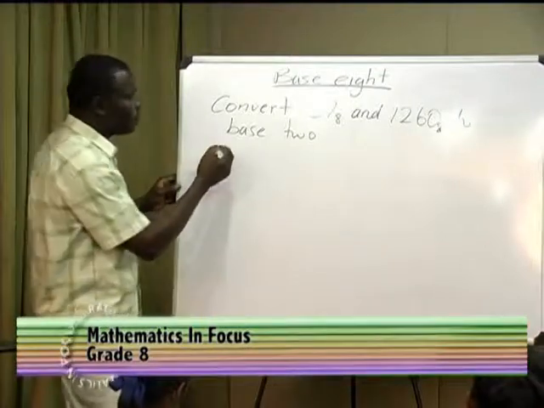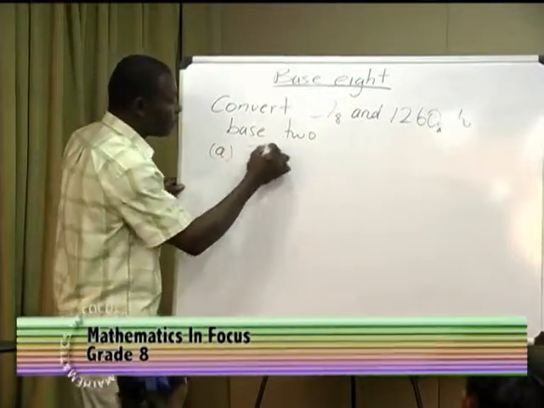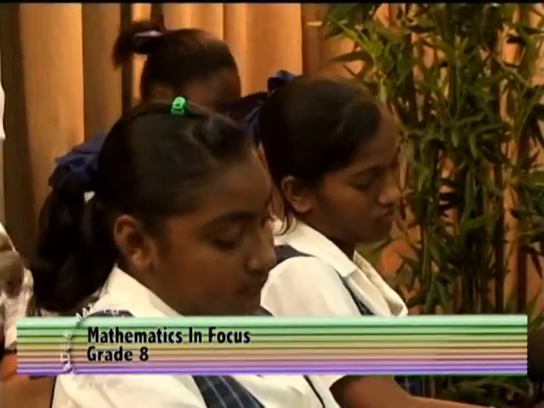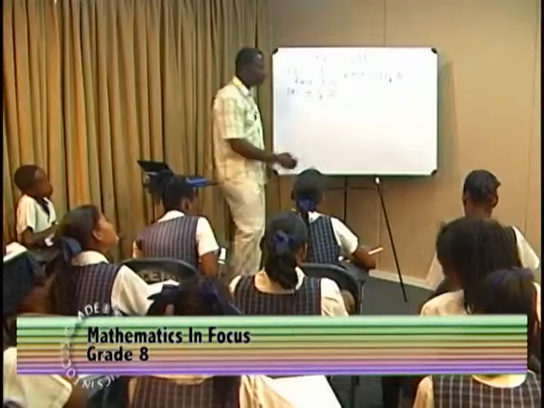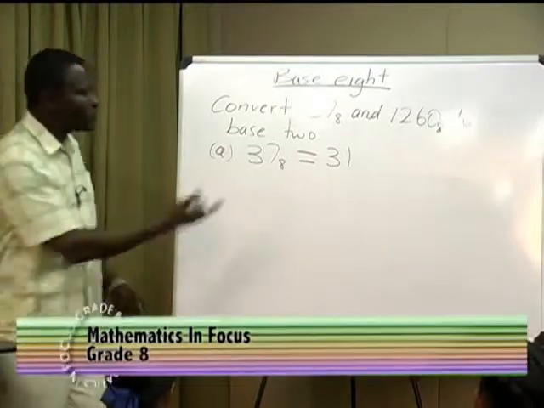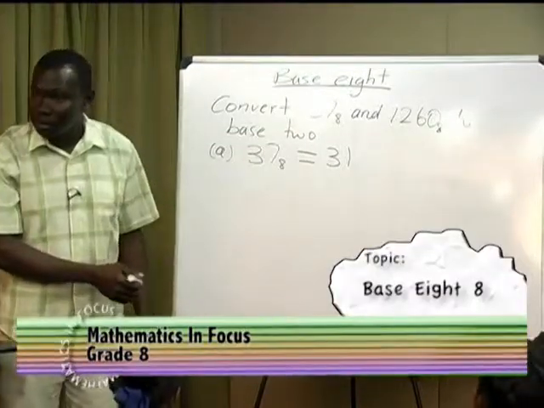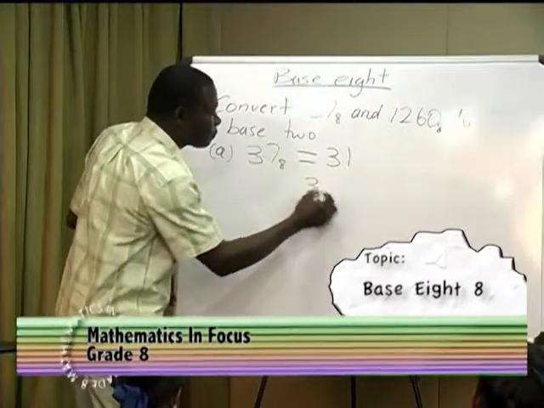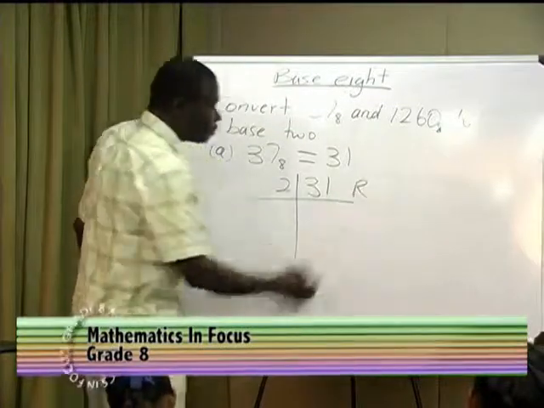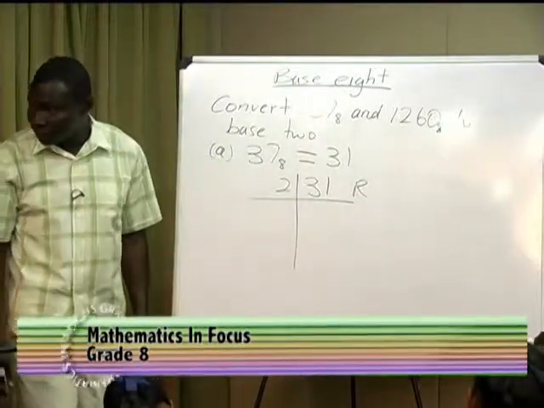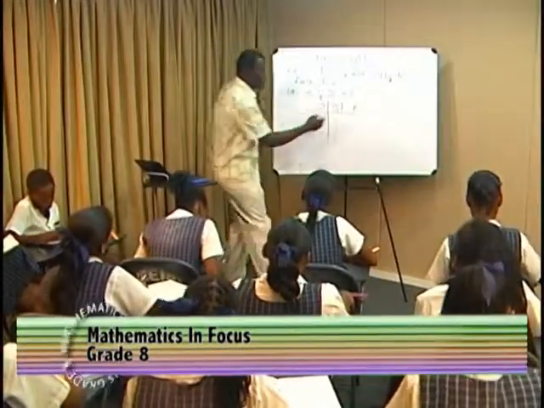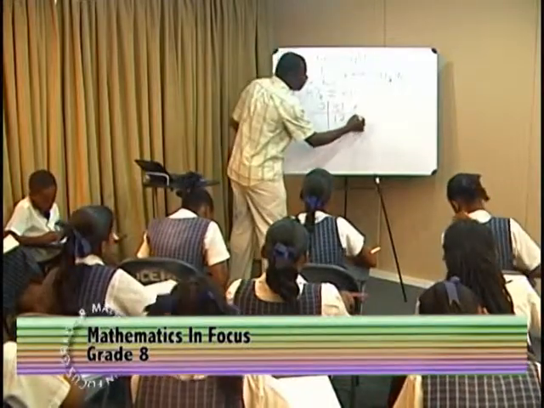So let us take the number 37 base 8. But we found what is 37 base 8 in base 10 already, didn't we? Yes. What was it? 31. So 37 base 8 is 31 in base 10. So now we simply change the 31 base 10 to base 2. We list the remainder and we divide repeatedly. So we say 2 into 31, 2 times 15, 2 is 30, and 1 remainder.